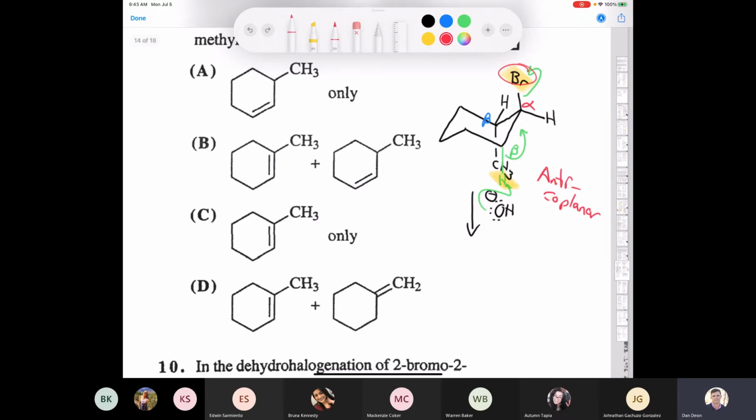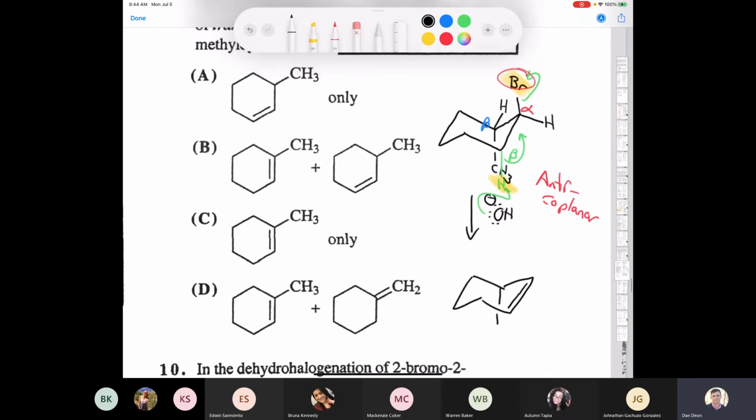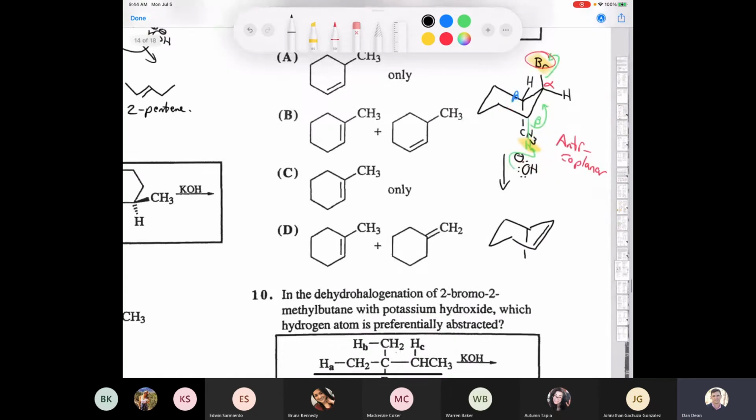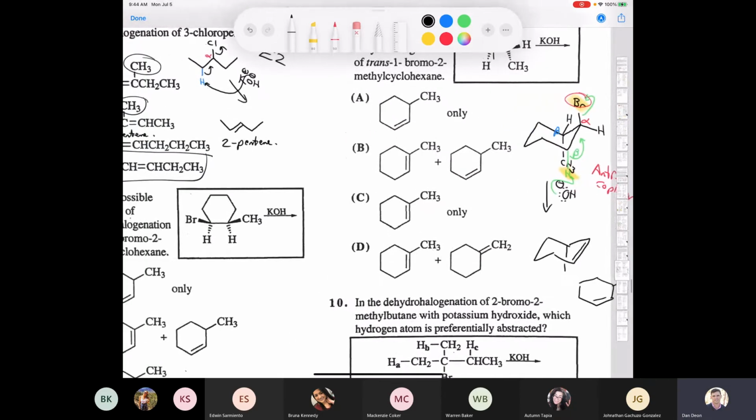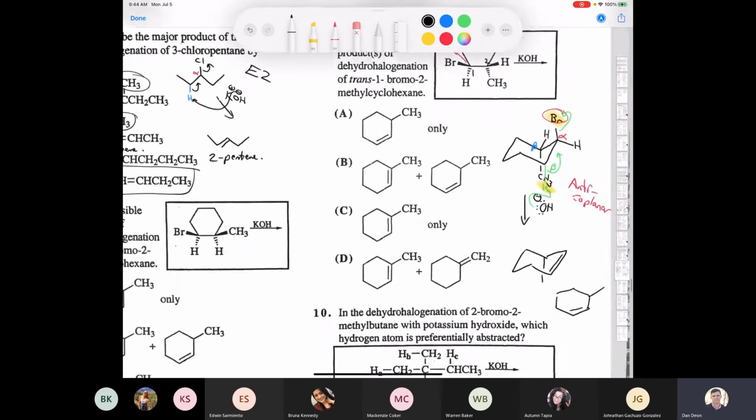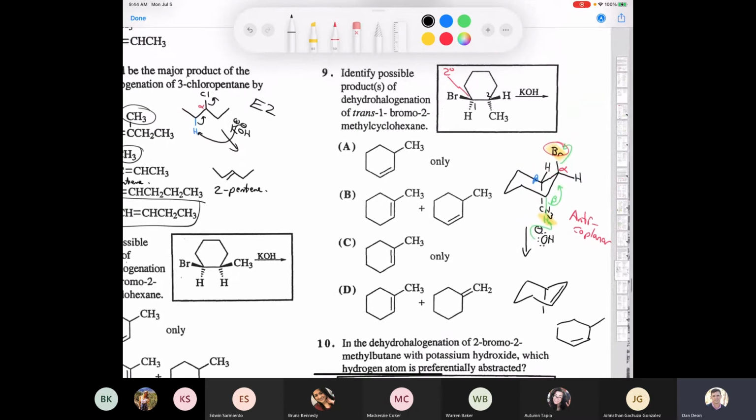And so the only product that you could form would be this, where you have your six-membered ring and your double bond is going to be here, and your methyl group is going to be pointing down like that, which is the same thing as just having a six-membered ring with a double bond and a methyl group like this. And so the answer is that you're going to end up with A only, okay?